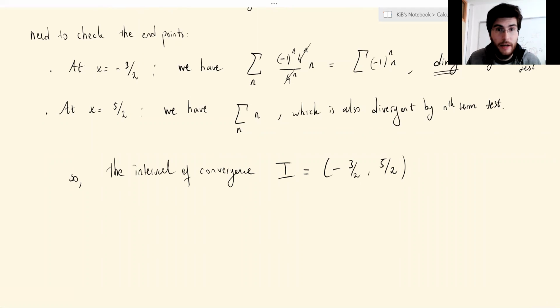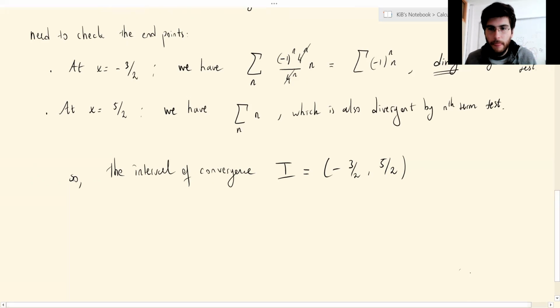You need to check the endpoints, because the theory in the first place tells you only about absolute convergence for the interior points. Therefore, you have the convergence behavior for the interior points, and you need to check the endpoints also. Fine, so this is the first problem. Okay, the first problem is done.